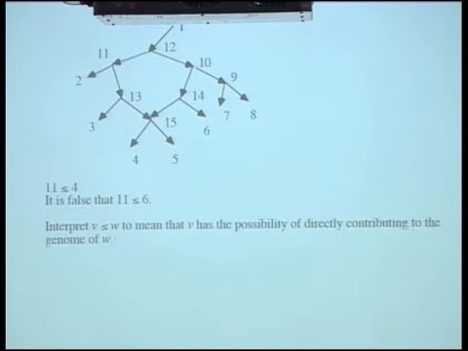I'm going to write v less than or equal to w if there's a directed path from v to w. So for example, 11 is less than or equal to 4 in this talk because you can get from 11 to 4 by a directed path. But it's false that 11 is less than or equal to 6 because there's no directed path from 11 to 6. What this means is that v is less than or equal to w and can be interpreted as saying that v has the possibility of directly influencing the genome of w. And we're also going to assume that there are no redundant arcs. So for example, we wouldn't have an arc from 11 to 15 because there's already a description in the network which shows the genomic influence of 11 on 15.